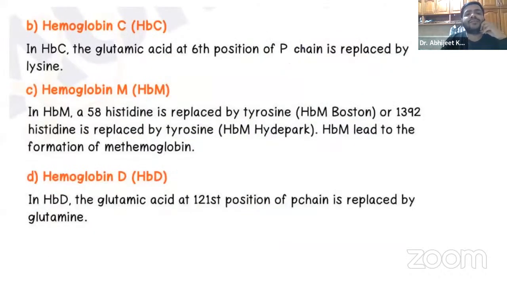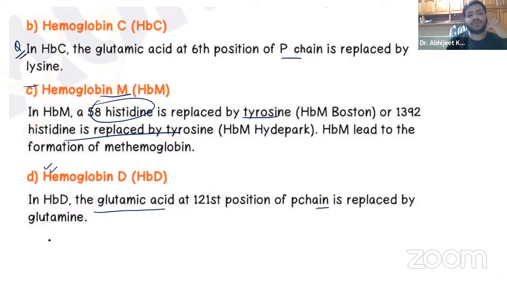Coming on to the next one, that is hemoglobin C. In hemoglobin C, you should know that the glutamic acid at sixth position is replaced by lysine. That is again a 1 mark important viva question. Apart from that, we have hemoglobin M, where the histidine at position 58 is replaced by tyrosine. And in hemoglobin T, the glutamic acid at 121st position is replaced by glutamine. So that is about the different types of hemoglobin.